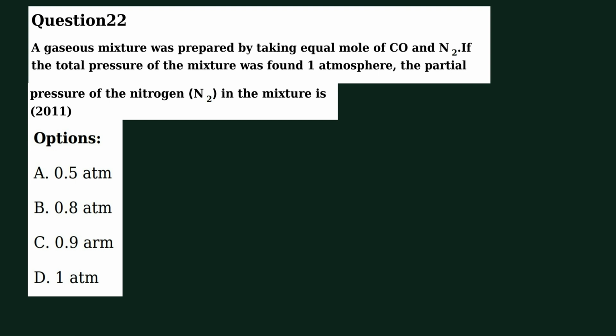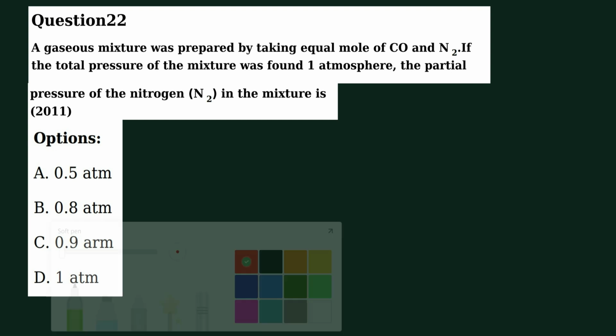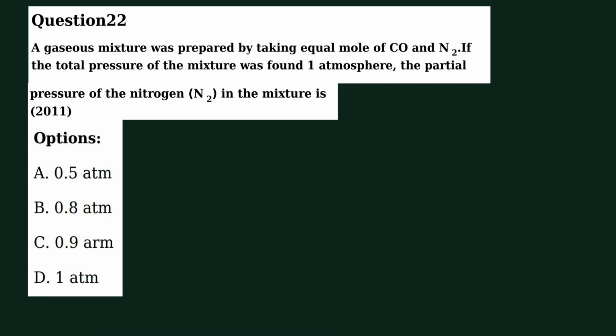A gaseous mixture was prepared by taking equal moles of carbon monoxide and nitrogen. If the total pressure of the mixture was found to be 1 atmosphere, what is the partial pressure of the nitrogen in the mixture? According to Dalton's law of partial pressure, the total pressure of the mixture is equal to the partial pressure of carbon monoxide plus the partial pressure of nitrogen. The partial pressures of carbon monoxide and nitrogen are both equal. Why? Because they are in equal moles.